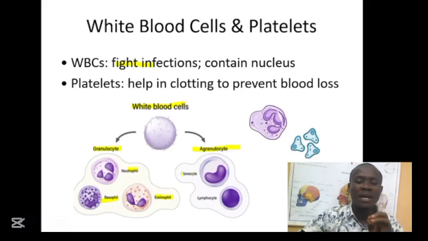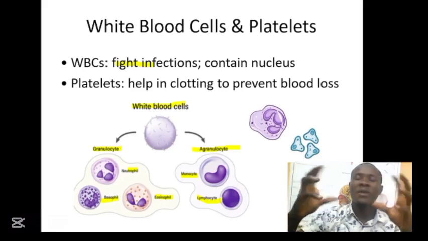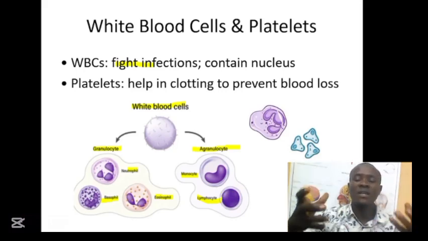We have two of them. We have the monocytes and we have the lymphocytes. The monocytes resemble a bean shape, like the basophil, but this one does not have granules. They help to fight against chronic infections like tuberculosis. And the lymphocytes help to fight against viral infection. As you can see here, the nucleus of the lymphocyte occupies almost the entire space of the cytoplasm.